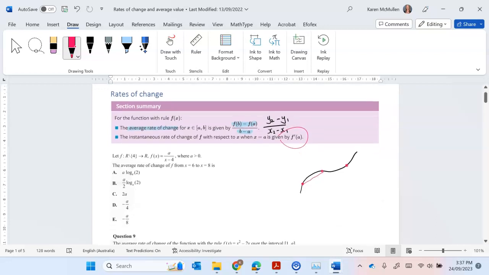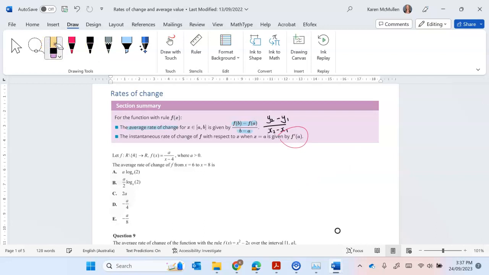You can do these questions. Maybe we'll just do the first one so I can show you what the average rate of change is, a little bit of a review. I might get rid of this graph though. So we've got the function f of x equals a over x minus 4, with a domain of any real number excluding 4. The average rate of change of f from x equals 6 to x equals 8: all I need to do is f of 8 minus f of 6 over 8 minus 6.